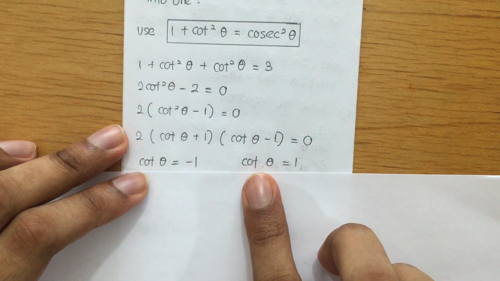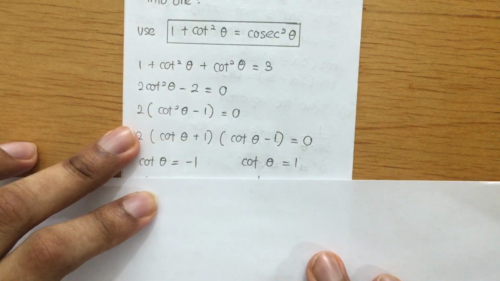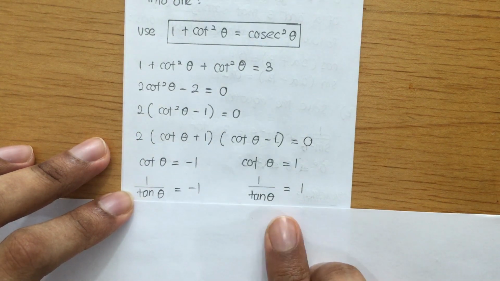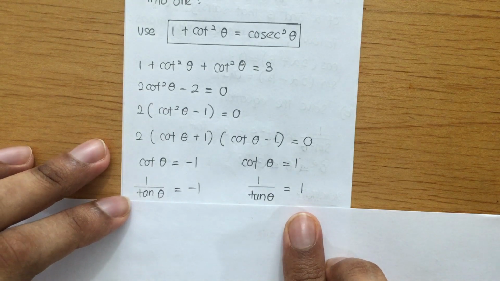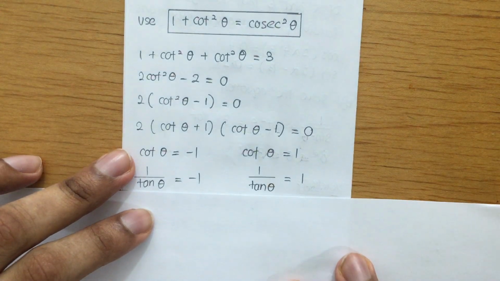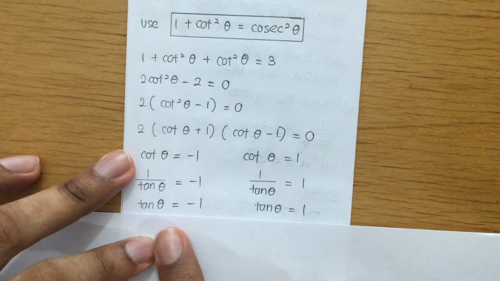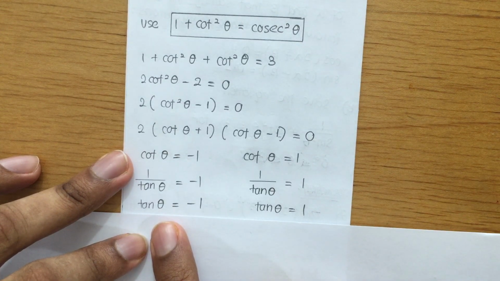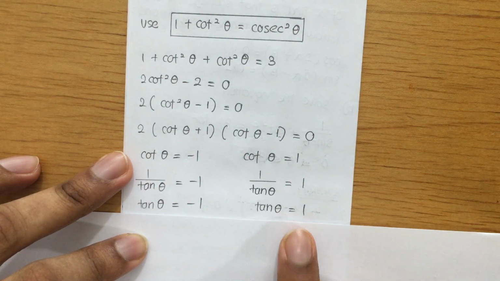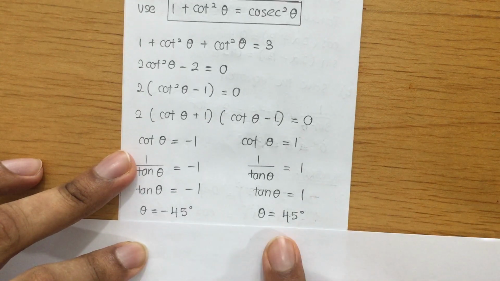So what is cotangent theta, guys? Cotangent theta equals 1 over tangent theta. So proceed to the next step. 1 over tangent theta equals -1 and 1 over tangent theta equals 1. To find tangent theta, we invert these values respectively, so from here you get -1 and 1. To find theta over here, you need to take the inverse tangent of -1, and for this side the inverse tangent of 1. So you will get your answer of -45 and 45 degrees.